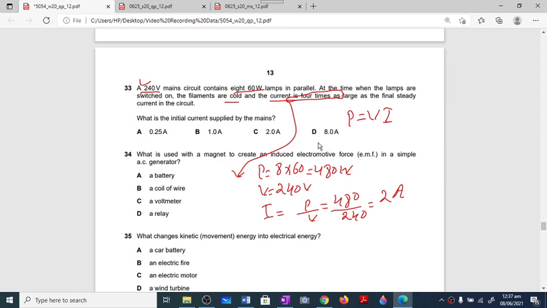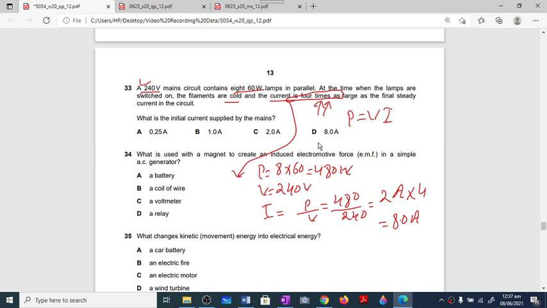That is 2 ampere. Now he is saying that it is 4 times. So multiply by 4, that is equal to 8.0 ampere. So for question number 33, the correct option is option D.